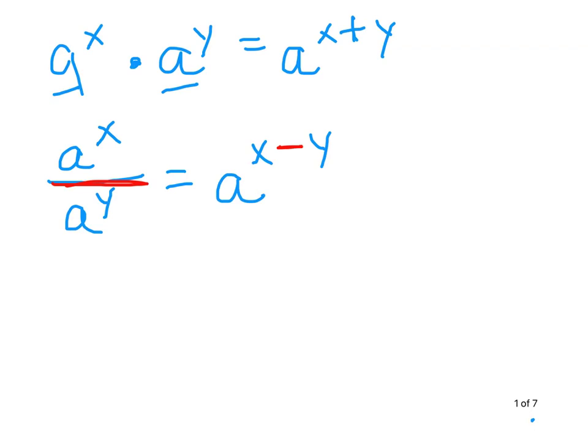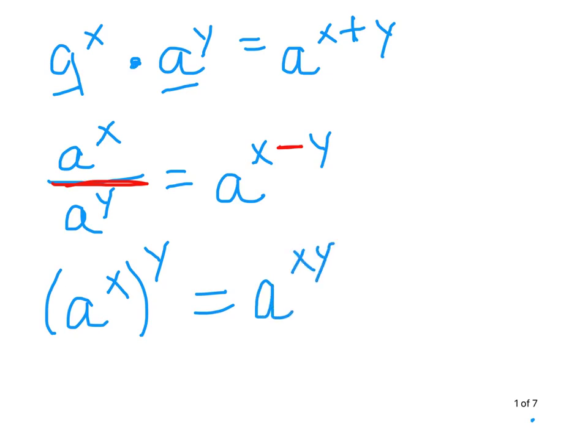Awesome. Now we have two power rules. We have the power of a power rule, and then we have the power of a product rule, which is essentially just distribution. Now our power of a power rule would be like if we have a to the x power in parentheses raised to the y power, like this. In which case, a power to a power means we multiply. And so that gives us a to the xy power.